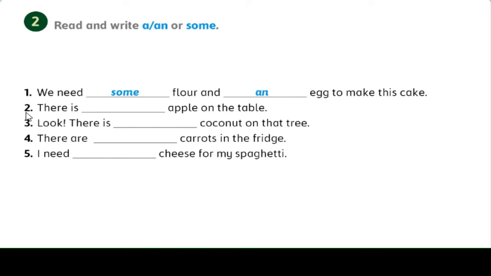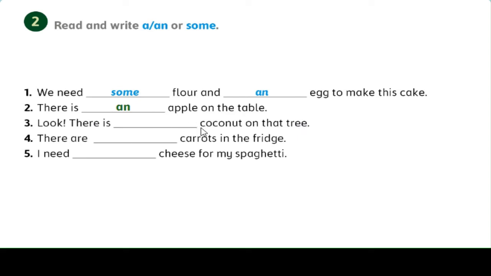Number two, who can answer it? There is apple on the table. Apple, is one or more? Perfect, one. A or an? A? No, we have to use an. Exactly. So there is an apple on the table. That's perfect. Let's look at number three. There is also coconut on that tree.